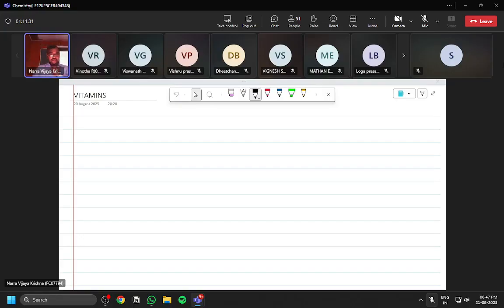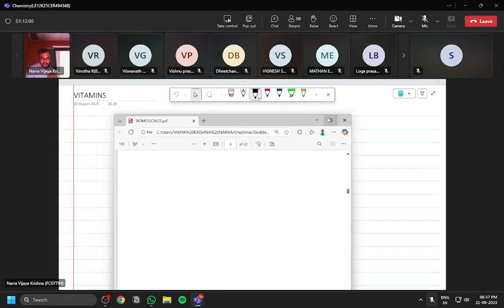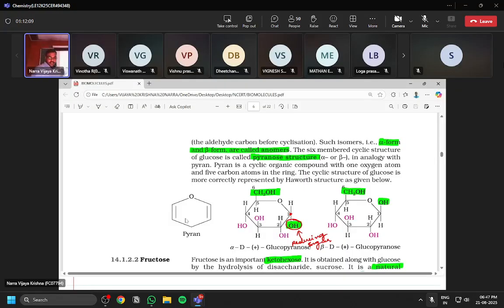Just a moment. Oh, it has not opened. Wait, it is not opening. Desktop. Again, let me reopen NCERT biomolecules. Oh, it is not opening. Ah, right. Okay.